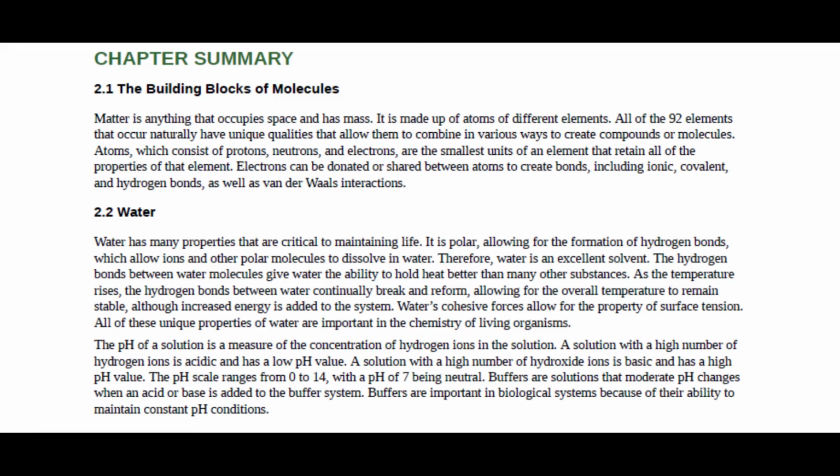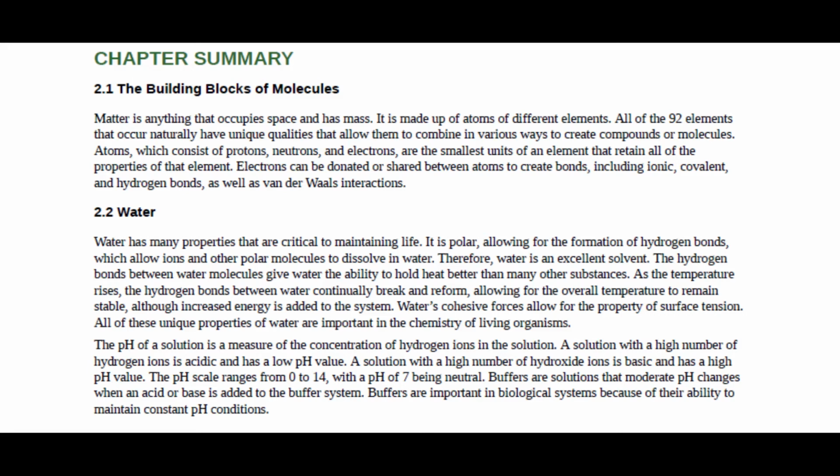Electrons can be donated or shared between atoms to create bonds, including ionic, covalent, and hydrogen bonds, as well as van der Waals interactions. Section 2.2. Water. Water has many properties that are critical to maintaining life. It is polar, allowing for the formation of hydrogen bonds, which allows ions and other polar molecules to dissolve in water. Therefore, water is an excellent solvent.